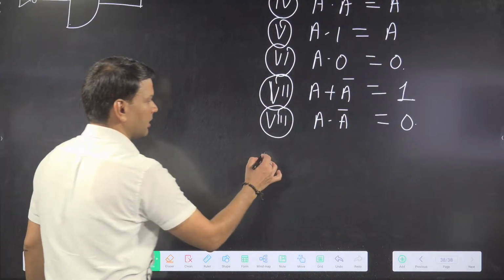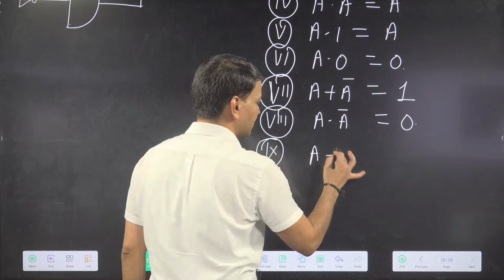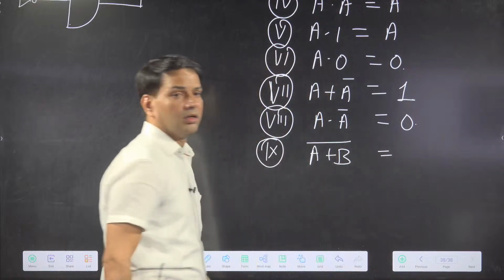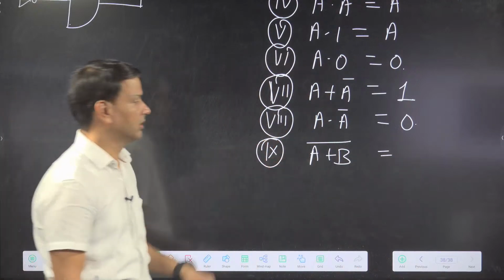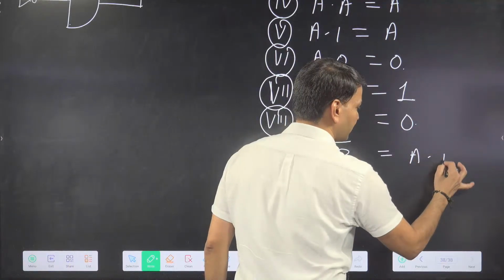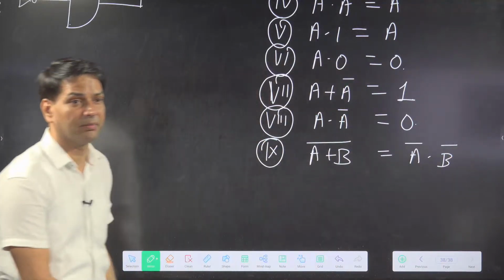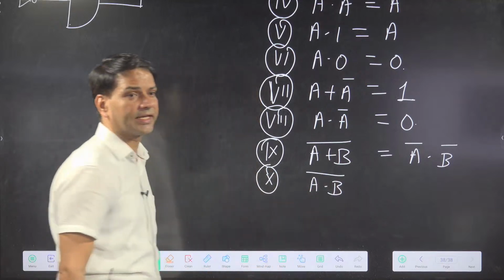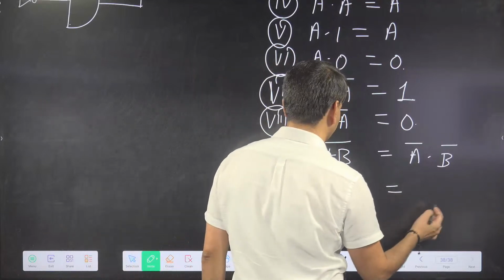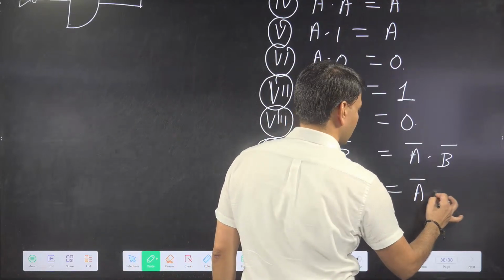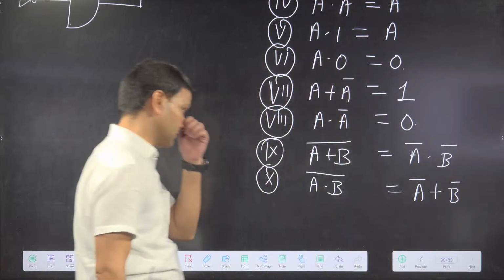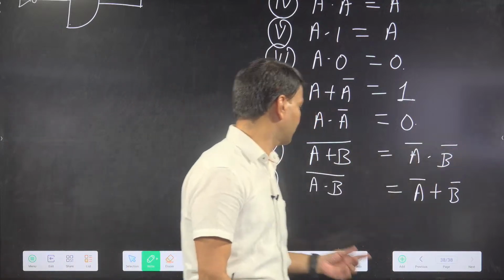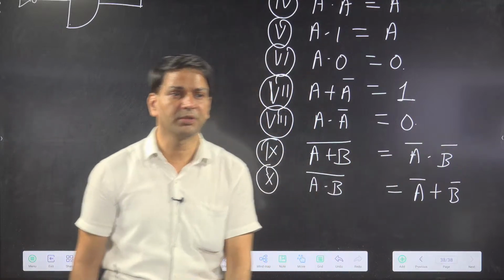Next, two more. That is A plus B whole bar. A plus B whole bar, what will we say? We have to change the sign, meaning A dot B, and we have to apply the bar separately: A bar dot B bar. Next is A dot B whole bar. Then again we have to change the sign and apply the bar separately. So what will you get? A bar plus B bar. Okay, this law we have to remember. A plus B whole bar is A bar dot B bar. A dot B whole bar is A bar plus B bar. Okay.